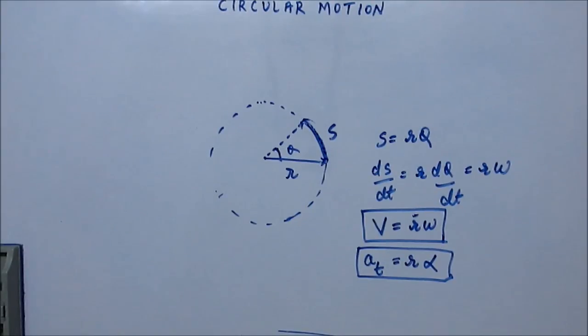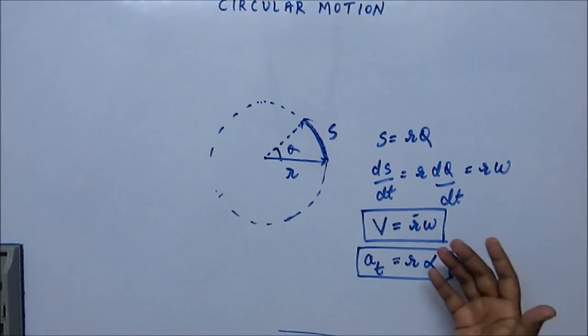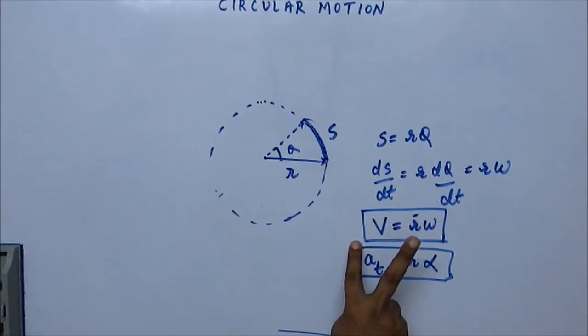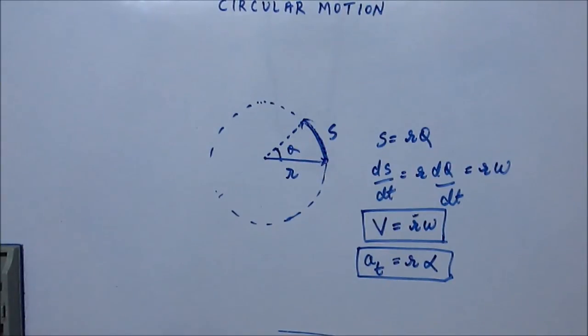Okay, so far so good. Things are easy. You understand? Two important relations to begin with. v is equal to r omega and a_t is equal to r alpha. a_t is the tangential acceleration, alpha is the angular acceleration, v is the tangential velocity, omega is the angular velocity. All right.